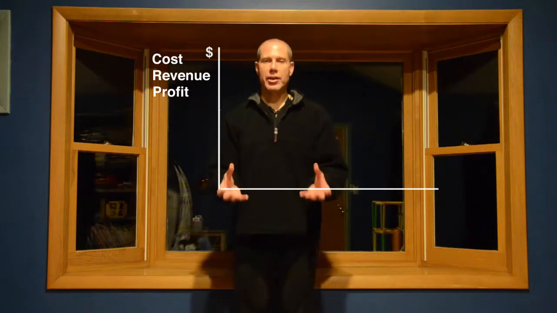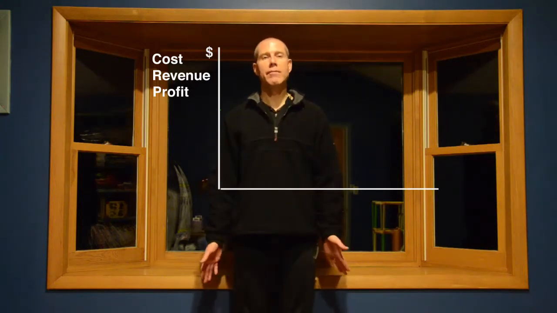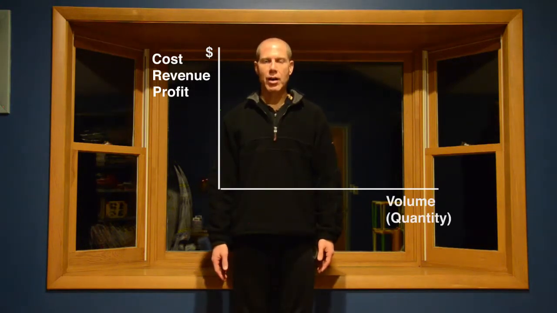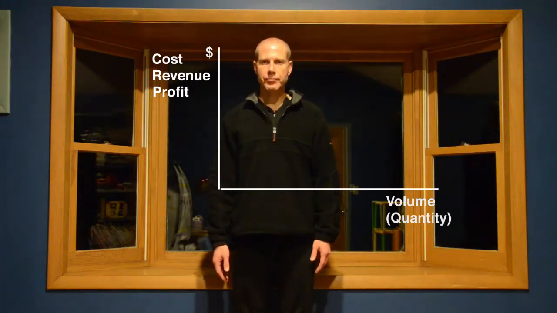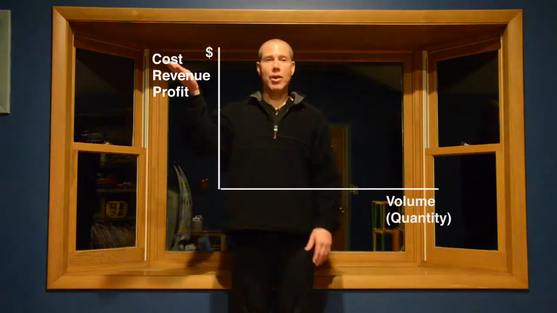So we can look at this in chart form in what is called a cost volume profit analysis. So for our chart, we're going to want a vertical axis. On the vertical axis, we're going to measure costs, revenues, and profit, all in dollar amounts. On our horizontal axis, we're going to look at the volume or quantity of product or service by a given firm. So let's first start off with costs.